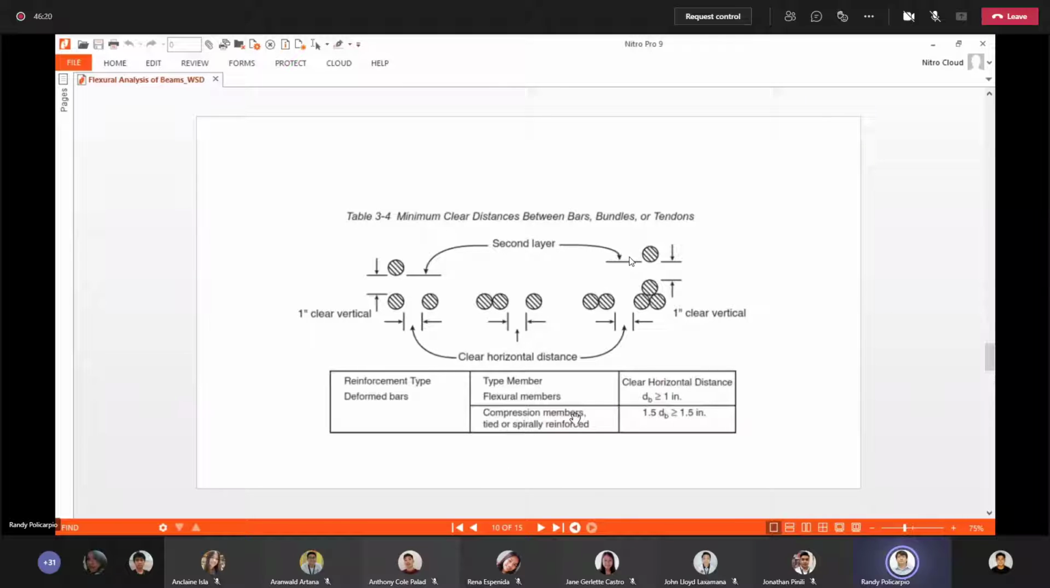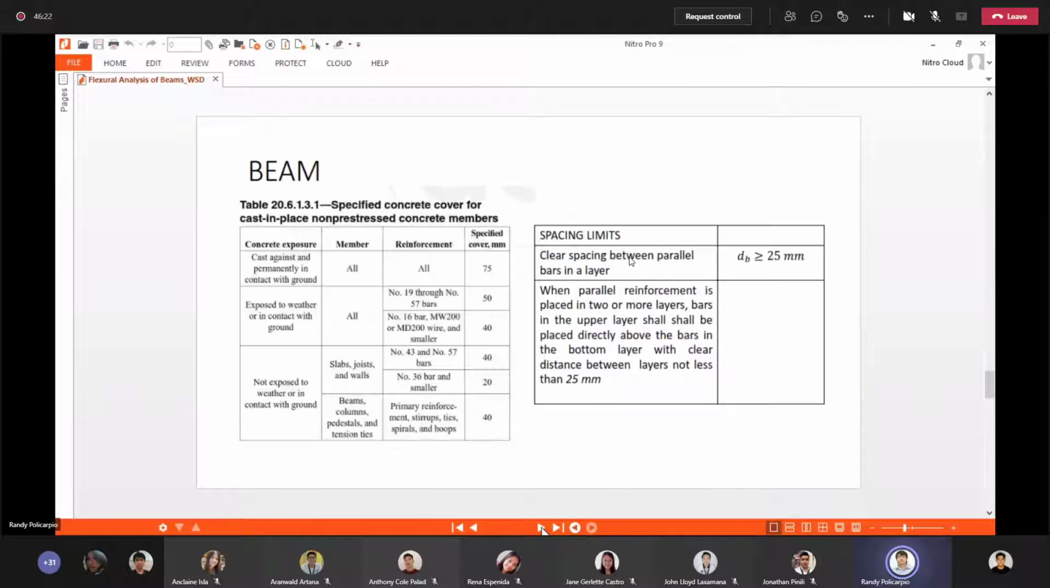Clear spacing. Okay. So ito yung equivalent metric, no? So 25 millimeter. Okay, so another thing here is concrete cover for cast-in plate.